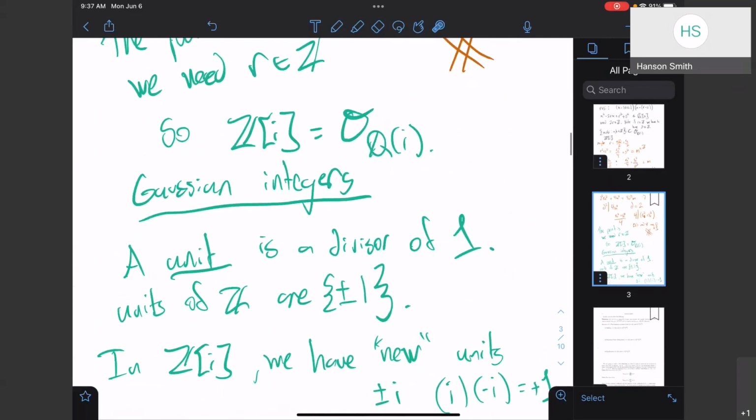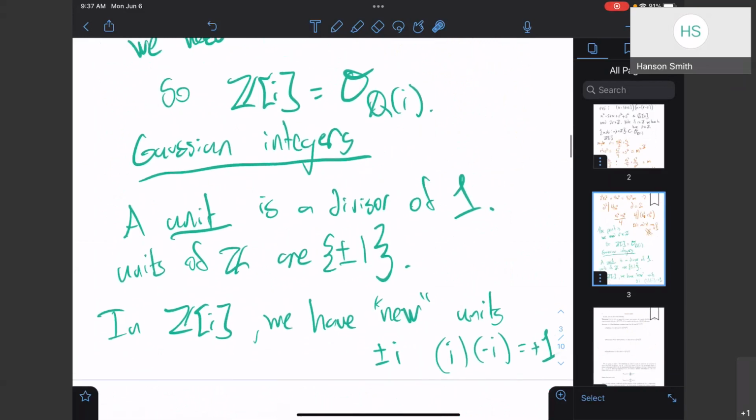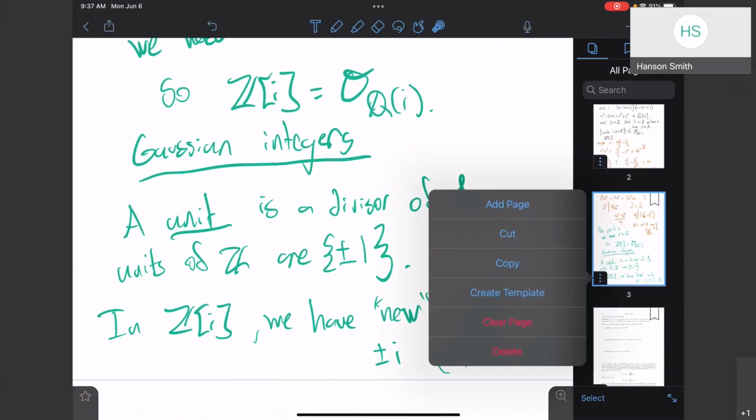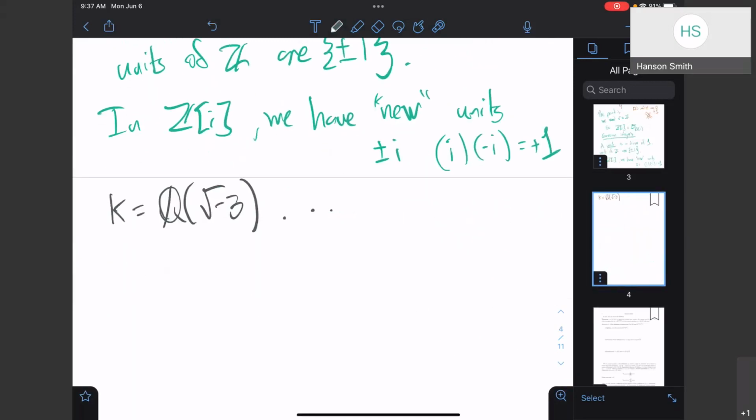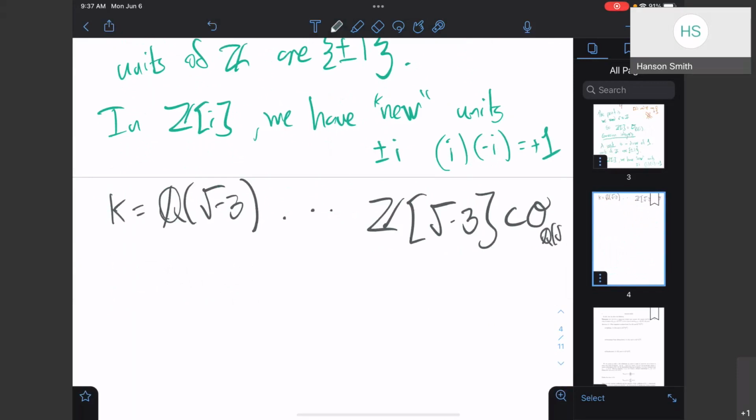Okay, cool. So here's Z adjoin i, here are our new units, and we got our ring of integers. I want to quickly go into the other example, which is K equals Q adjoin the square root of minus 3. We do the same thing as before. I will spare you all the details, and we find that Z adjoin the square root of minus 3 is in the ring of integers, just like before.